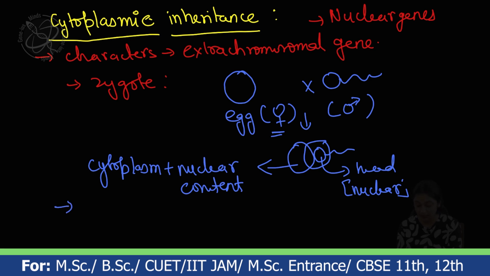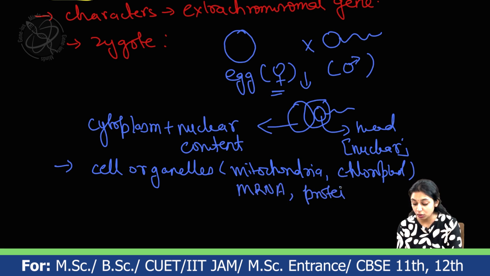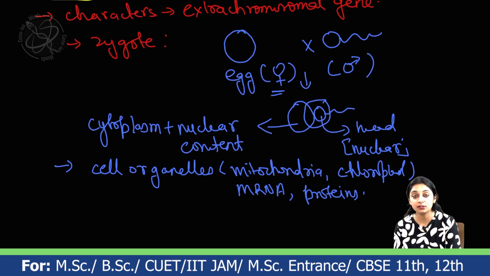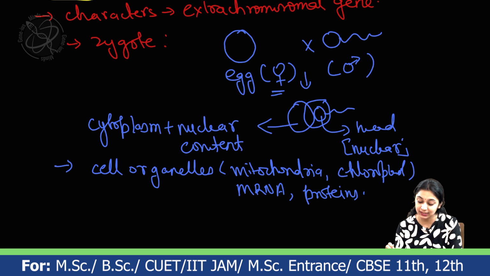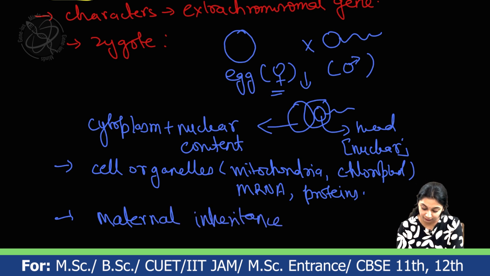Now in the cytoplasm, we also have different cell organelles like mitochondria. In the case of plants, we can have chloroplast. Apart from this, mRNA is there, proteins are there. So all of them get transferred to the progenies. That's why this inheritance pattern is known as cytoplasmic inheritance, or the other name can be maternal inheritance. Since we are receiving it from the mother, the name maternal inheritance can also be given.